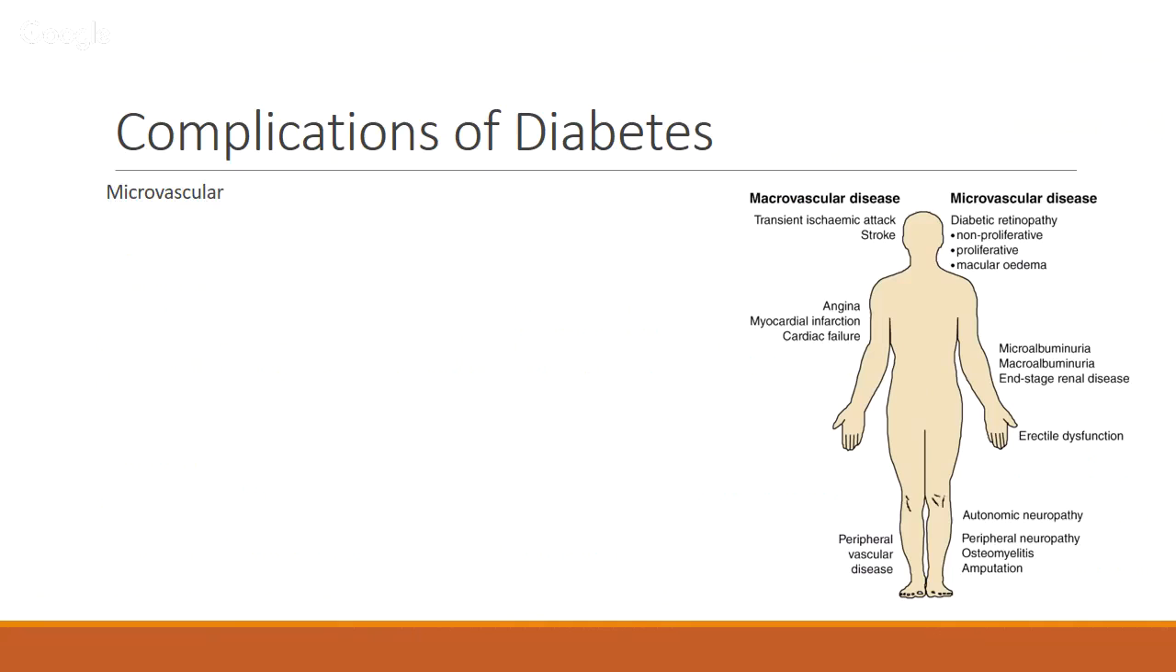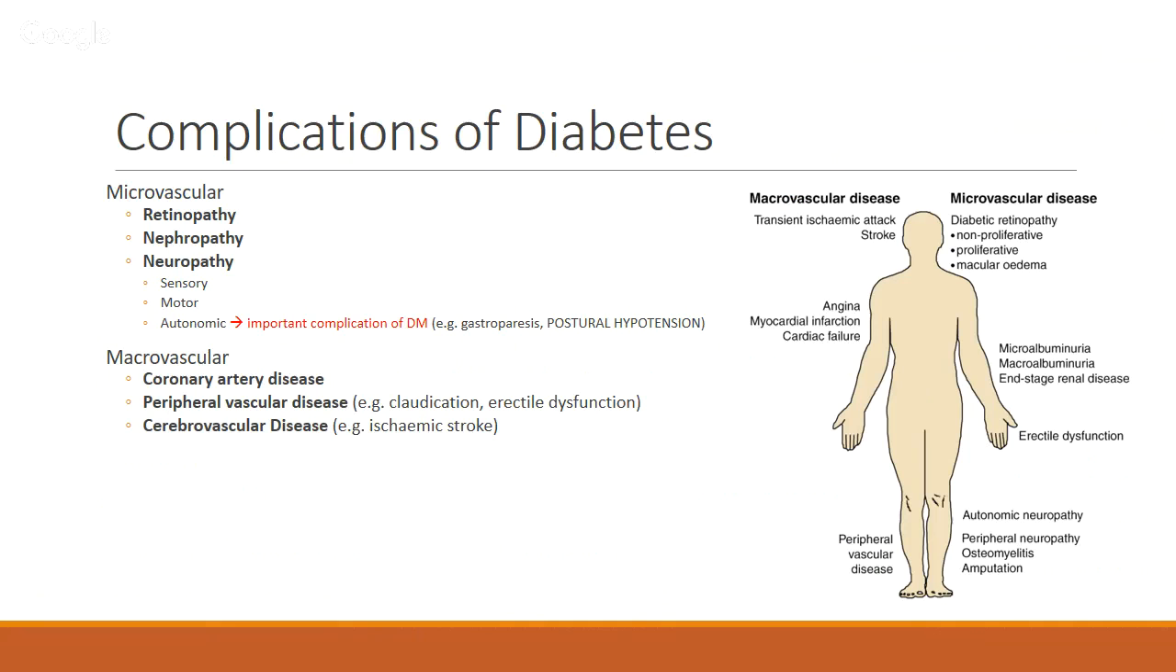Okay, so complications of diabetes are separated into microvascular, macrovascular, and glycemic. It's easy to remember because there are 3 things for each. In microvascular, you have retinopathy, so eyes, kidney, nerves. Nerves can be sensory, motor, or autonomic. Most common is sensory loss in a glove and stocking distribution.